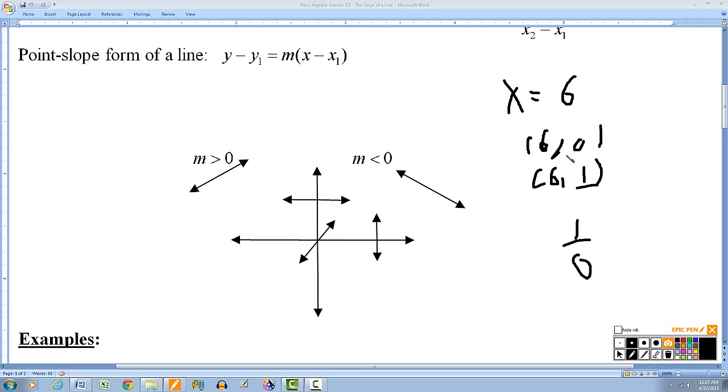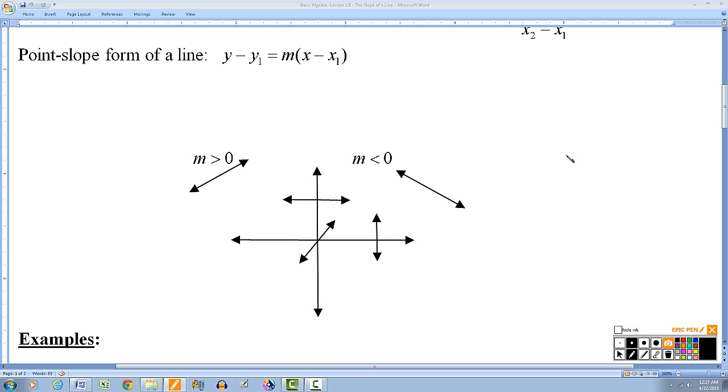So again, if you know the line is horizontal, you know the slope is 0. If you know the line is vertical, you know it has undefined slope. Any other lines will have slope that'll be positive if they go up, or negative if they go down. So the slope basically gives you the incline of a line.